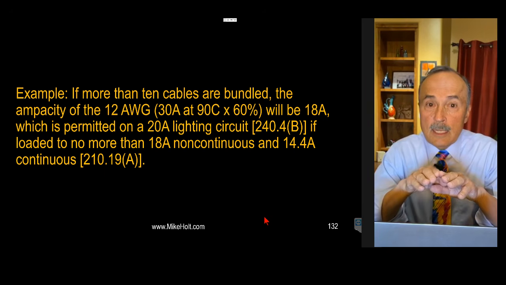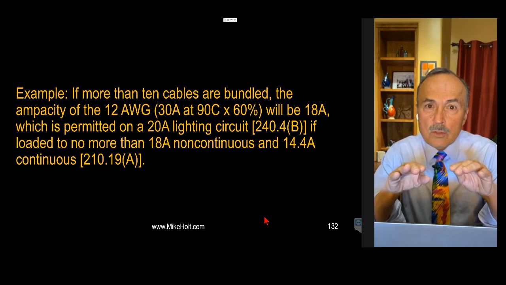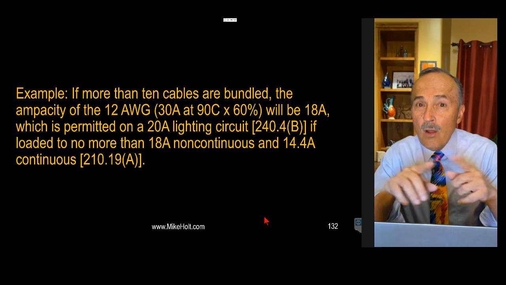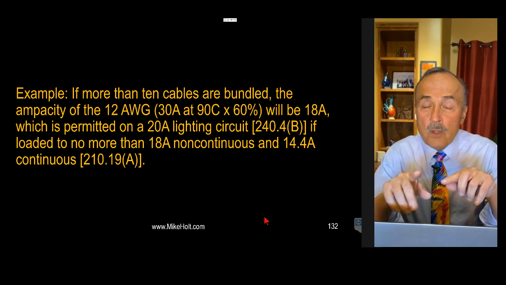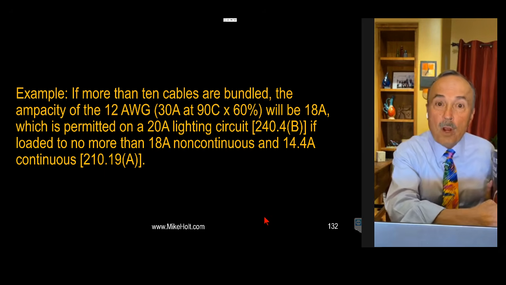240.4(B) says this: if the ampacity of a conductor, and by the way, I'm giving you all these code rules. When you go back and watch this video again, and it's only going to be up for, I don't know how long, a week, a few days, I'm not sure, watch this video again, get your code book out, and highlight it and mark it.